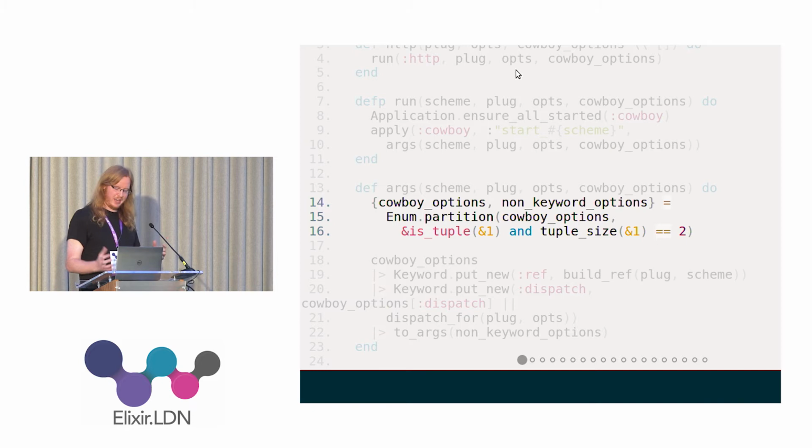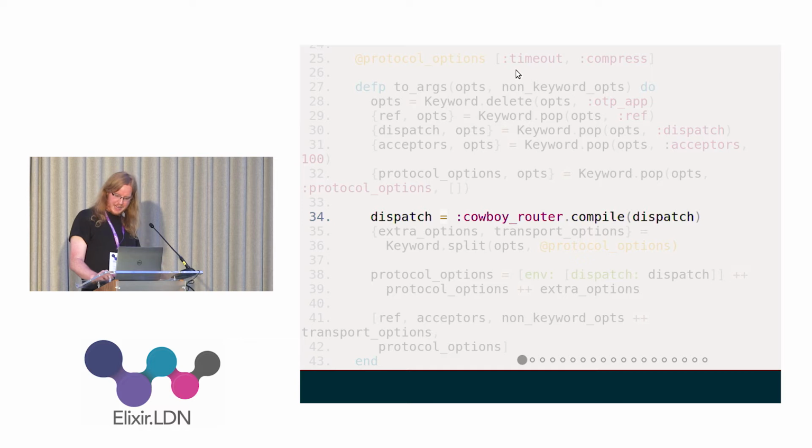So that could be just atoms on their own. If you've used Erlang Term Storage, you'll probably see something like a name table on its own alongside keyword arguments. But it could be like three-tuples, four-tuples, and so on. So they're just being split. And this allows functions from the Keyword module to be applied to the keyword options, one of which is the dispatch. And this, again, just calls Cowboy router compile, rather.